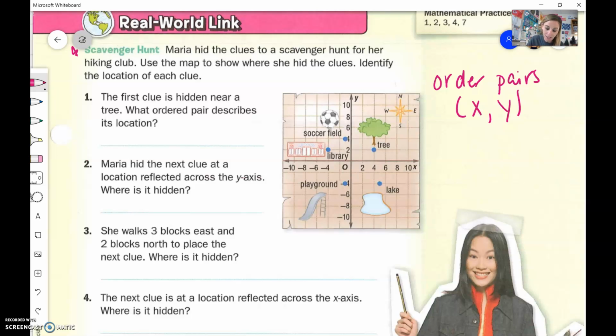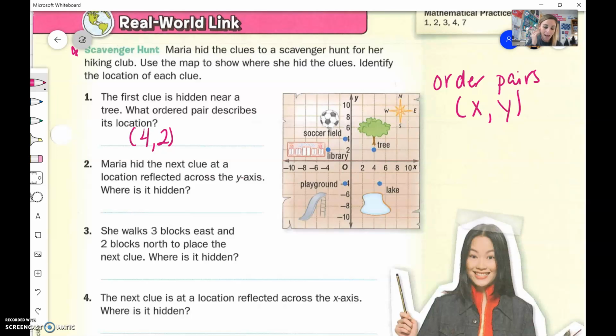All right, so we're looking at the tree. So we're starting at our place of origin, which we always start at 0, 0, which is smack in the middle of our coordinate plane. I'm going to go over to the tree, and I notice that gets me to 4. So I know my X is 4, and when I go up, I'm located right here at 2. So my X is 4, and my Y is 2. So the ordered pair of the tree is (4, 2).